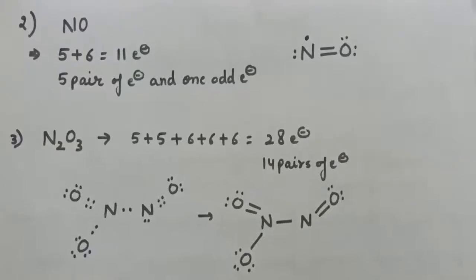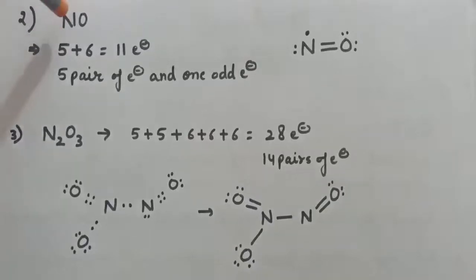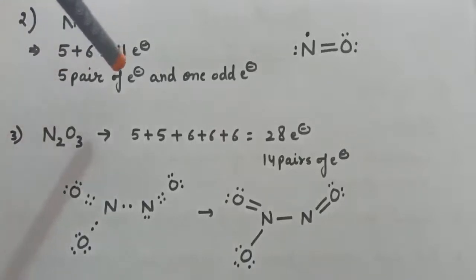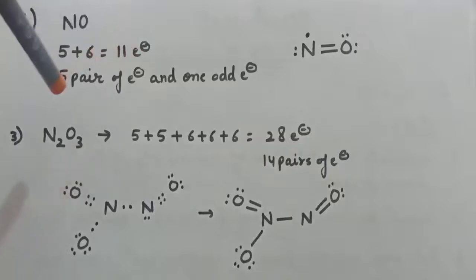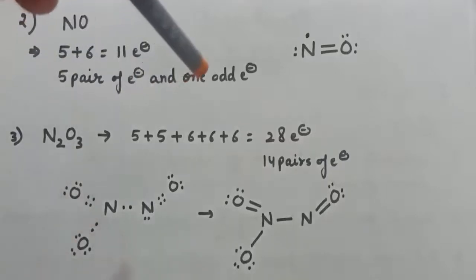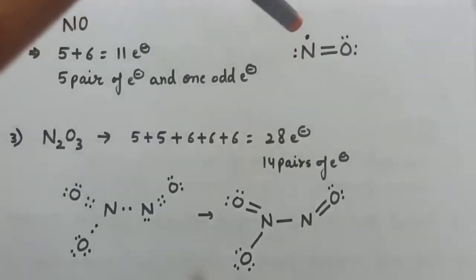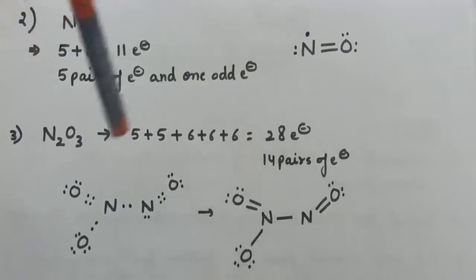Next is NO. Now in this case, if we calculate the total valence electrons, on nitrogen we have 5 and on oxygen we have 6. So we have a total of 11 electrons, meaning we have 5 pairs of electrons and 1 odd electron. So this is the Lewis dot structure of NO. In this structure the odd electron is present on nitrogen.